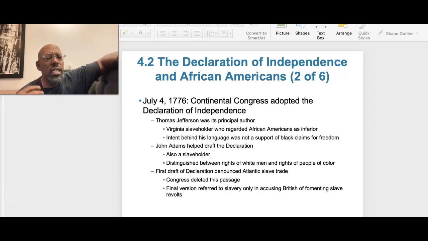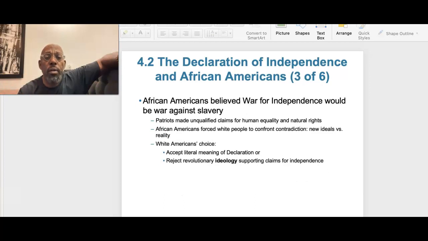All right, so they didn't want to touch it, but they didn't want to destabilize it either. All right, so let's get a little further into it. Now, for African Americans, they believed the war for independence would be a war against slavery. All right, this was really important, and the British, of course, were actually pushing this idea. All right, the Patriots made unqualified claims for human equality and natural rights. African Americans forced white people to confront the contradiction, new ideals versus reality.